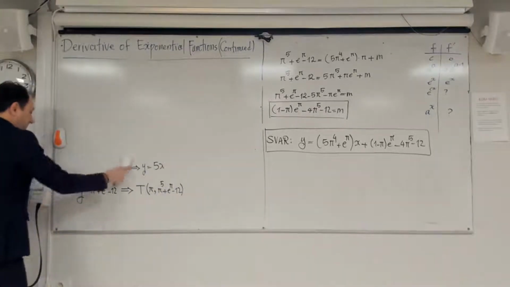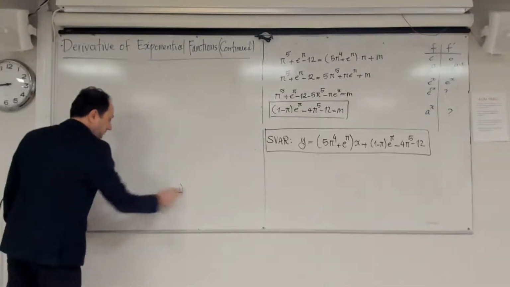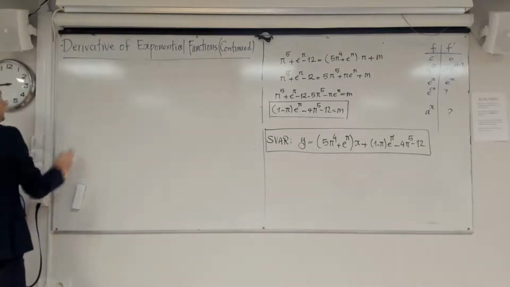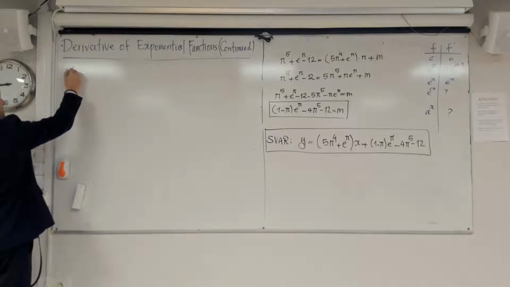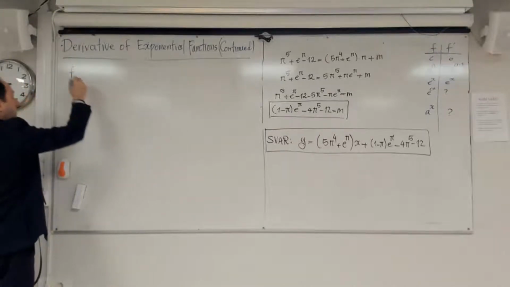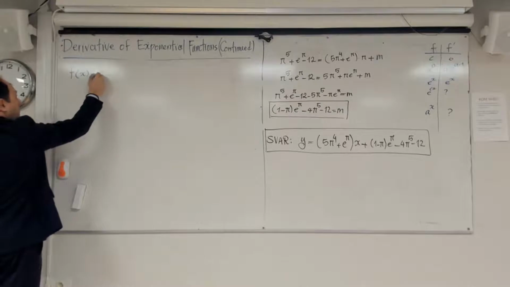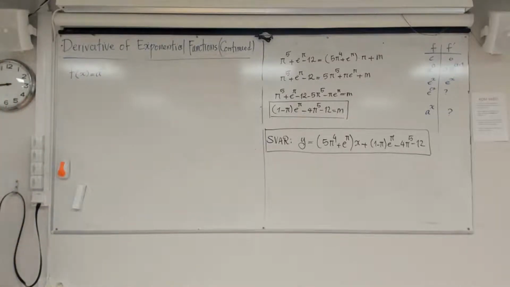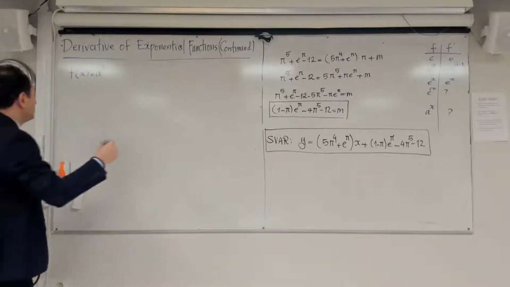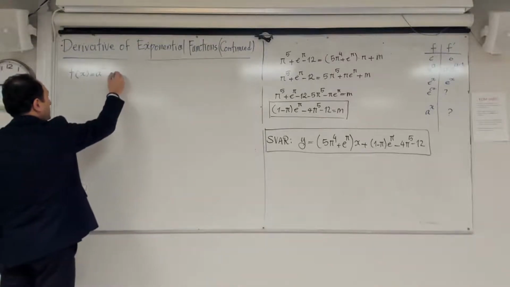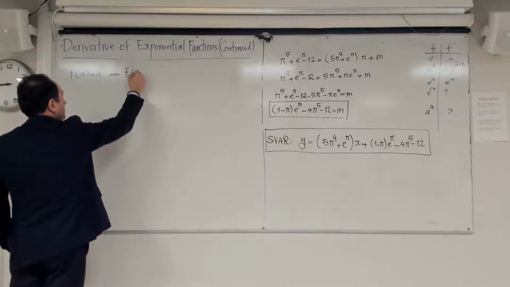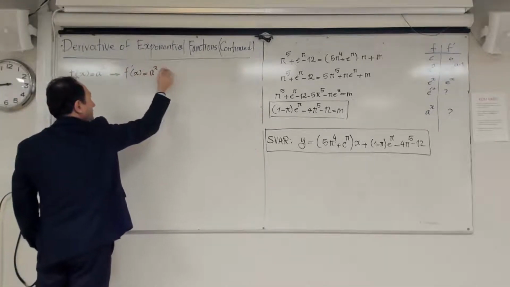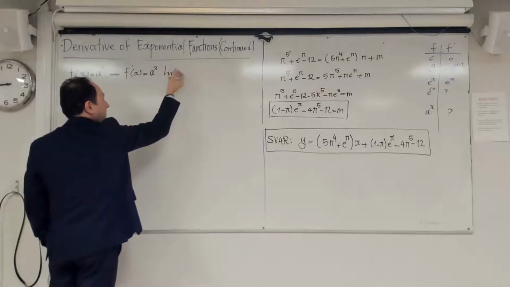Okay, so let me review a little bit before. Do you remember we started from our question? The function was a to the power x, and our goal is to find the derivative of this function. If you go back and look at your notes, you will see that we got f prime of x is equal to the same function, but multiplied by a limit.